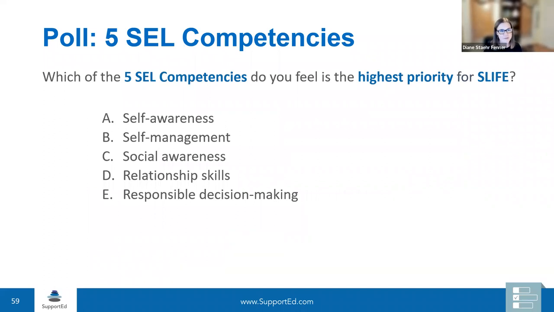So we're going to be thinking about SEL. You can share in the chat which competency you think is the highest priority for SLIFE, and then I'm going to share some strategies to support social emotional learning for SLIFE. So what do you think is the highest priority? From what you've seen, you may be integrating or seeing SEL integrated into classrooms right now, but we can be thinking about what's the highest priority. So you can share in the chat. Relationship skills. Yeah, I'm seeing that, absolutely. Thank you.